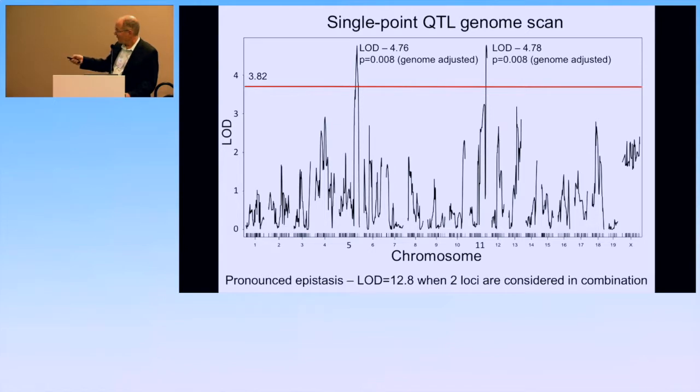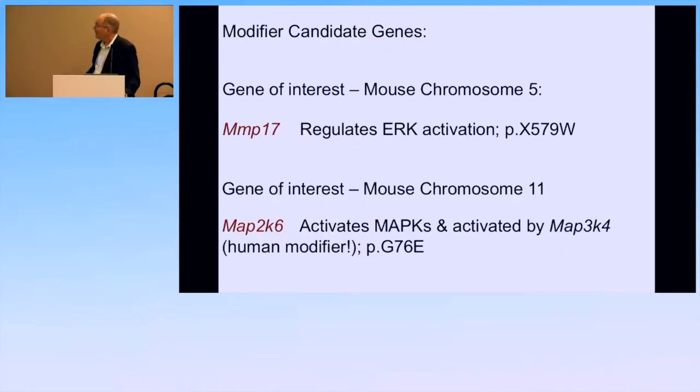Now, there's also evidence that these two genes at these two positions are talking to each other, because if you consider them both in combination, then the odds are 10 to the power of 13 that there's something true and physiologic that's occurring. Now, we looked for genes of interest in these regions, and two jumped out to us.